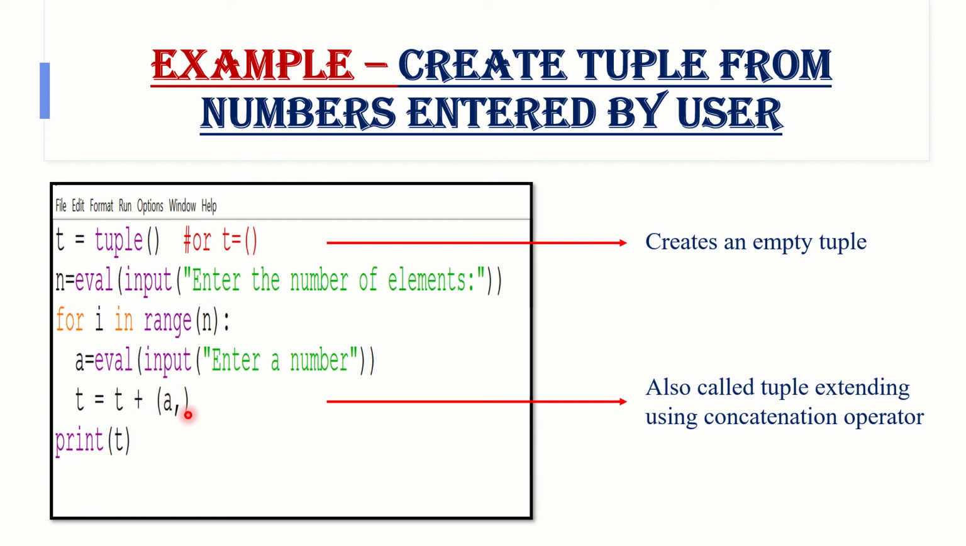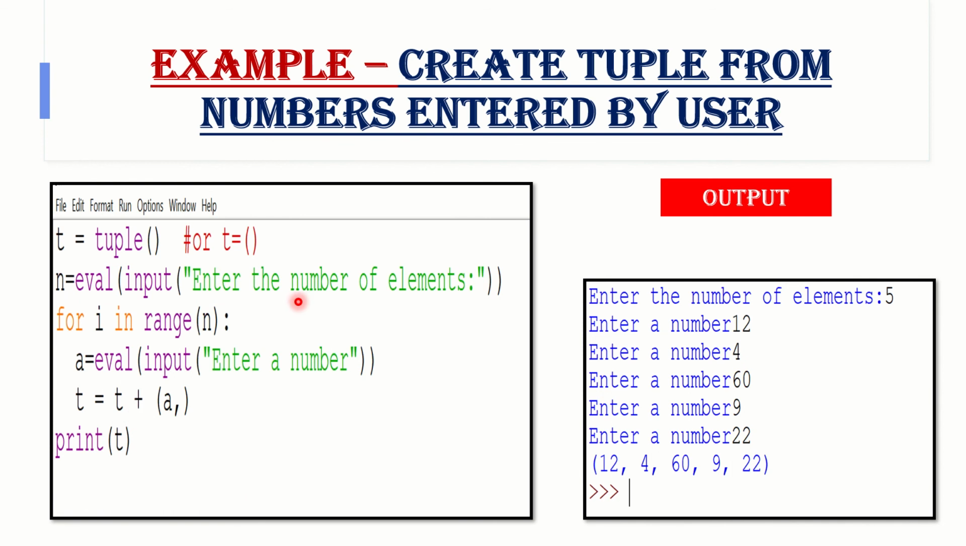Okay, so I keep adding the element, and if you see here, I have given a comma. So I have denoted a as a tuple and then I am adding it or concatenating it to the existing tuple. So in a way, I am actually using concatenation to accept numbers from the user and then keep on adding them to an existing tuple. If you see the output here, I accepted 5 elements from the user and I kept on adding them to the tuple, and in the end when I give print t, the tuple is printed. This is a roundabout way of creating a tuple, but you can use this.